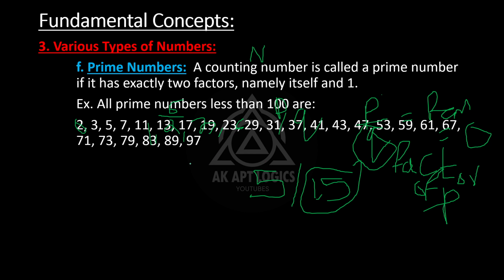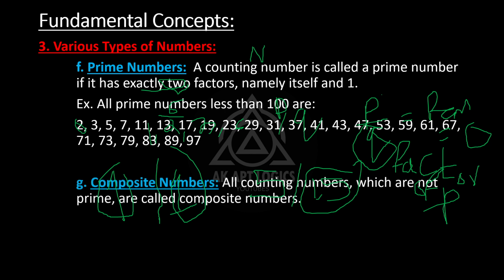We may also have a doubt: why is one not a prime number? Because one is divisible only by one number, that is one itself. But the meaning of a prime number is that it must have exactly two factors, and for one we have only one factor, that is one itself. So we cannot say that one is a prime number, okay.